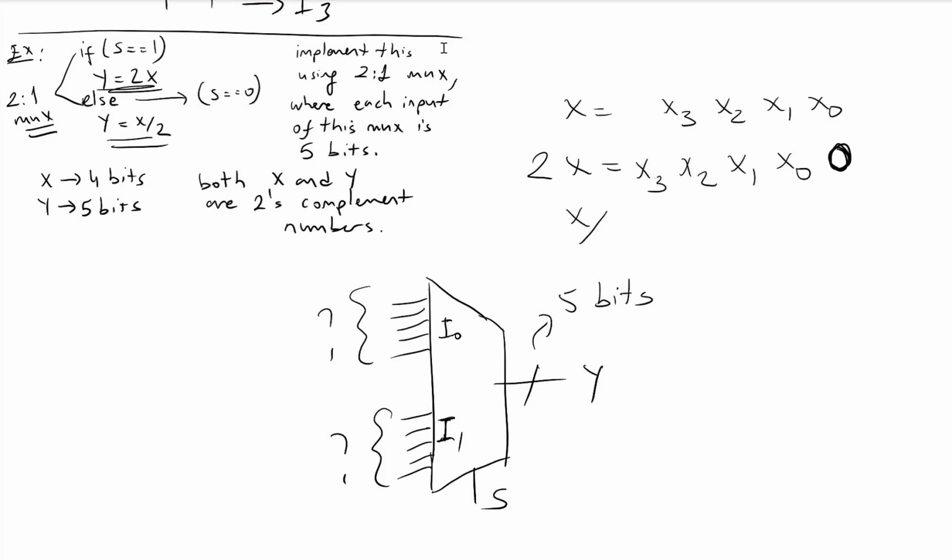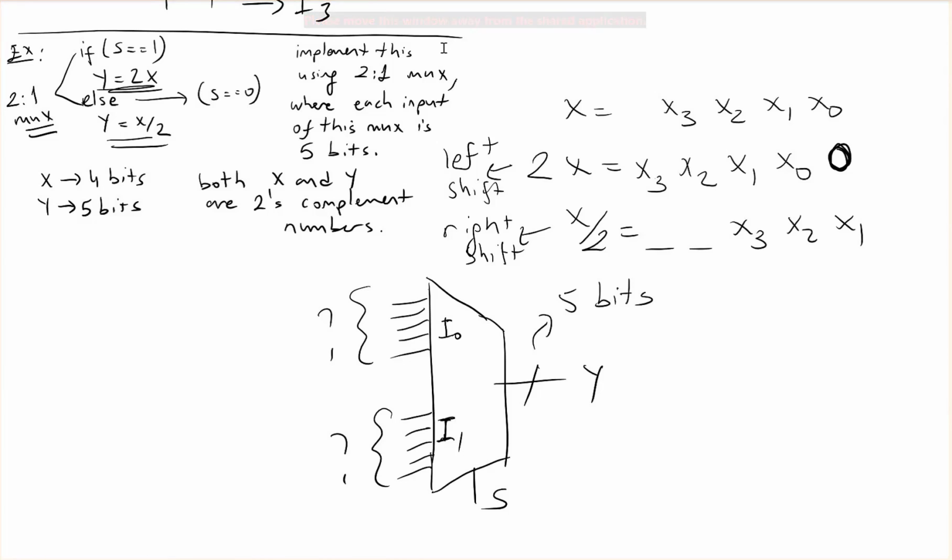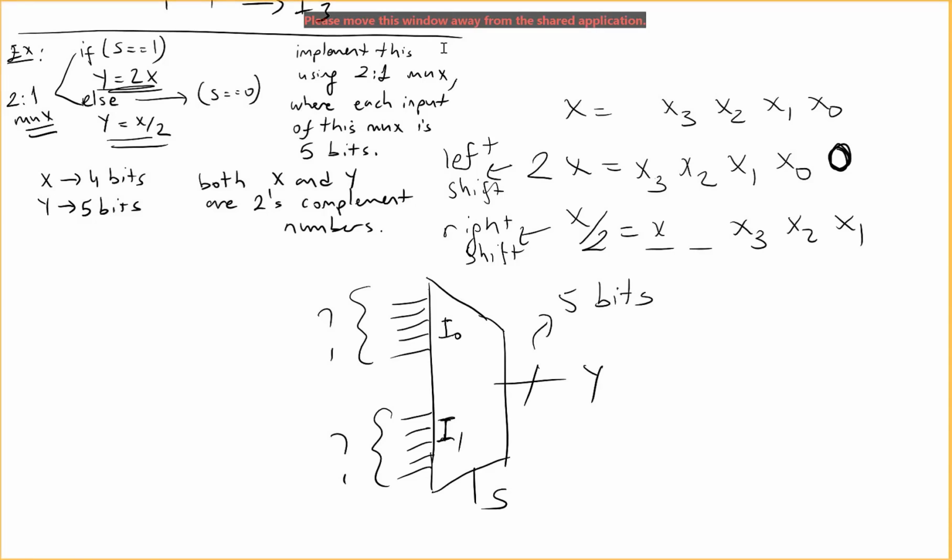And how do I get x over 2? So I need to do a right shift. So now I need to shift my x to the right. So then I will have x3 here, x2 here, x1 here. So for this, this is a 2's complement number. I need to do a sign extension to keep the sign. So this will be x3 and this will be x3.